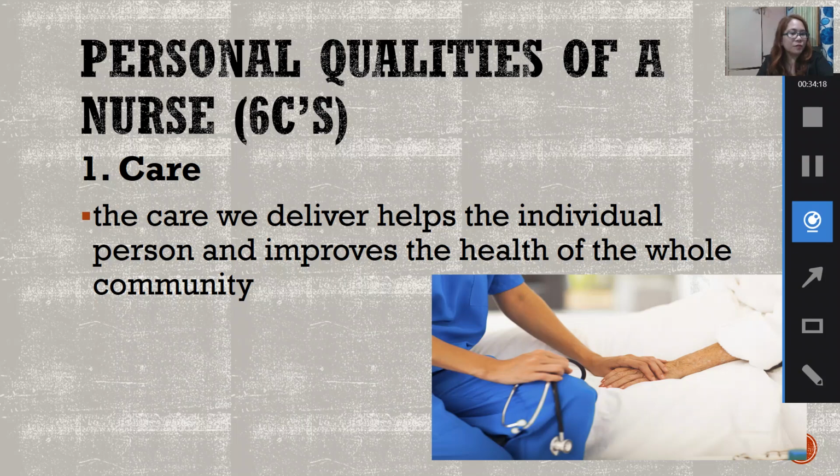And let's move on to... okay, so it's still this, let's discuss it again so you can understand better. This is the 6 C's. Number 1 is care, which I mentioned a while ago. The care we deliver helps the individual person and improves the health of the whole community. I won't discuss in depth anymore because I already discussed each of these qualities.